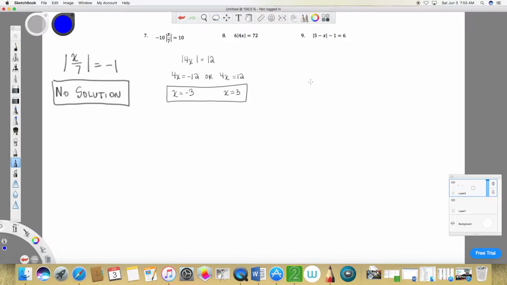In problem number 9, we see that on the left-hand side there's two terms. The first term is the term of interest. It has the absolute value. So we have the absolute value of 5 minus x. Well, we're going to add 1 to each side of this equation. And now that we've got the absolute value by itself, this splits into two equations.